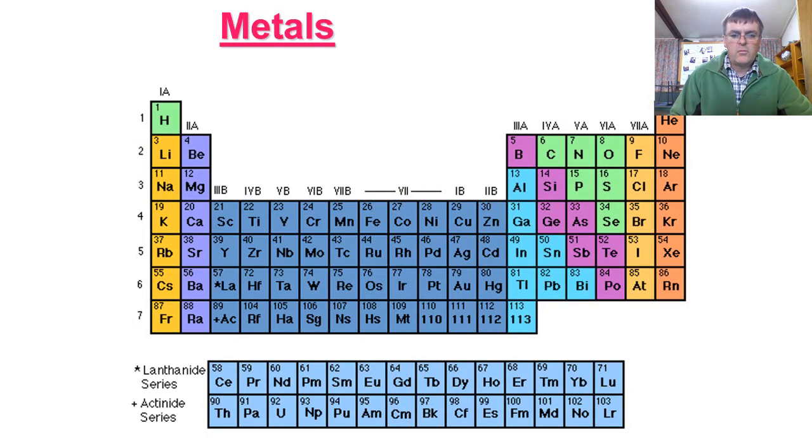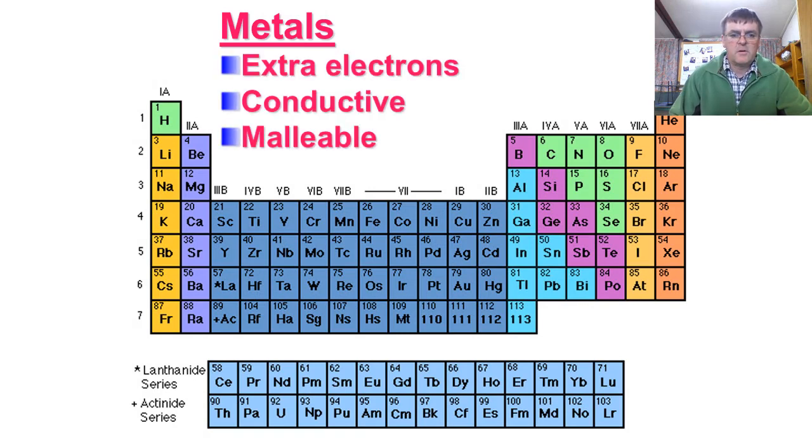So the metals make up the left-hand side of the table. They've got, well, extra electrons is a bit misleading. Their outer shell might have 1 or 2, only a few electrons in it. So they're like sort of extra. We'll find out more about that soon.